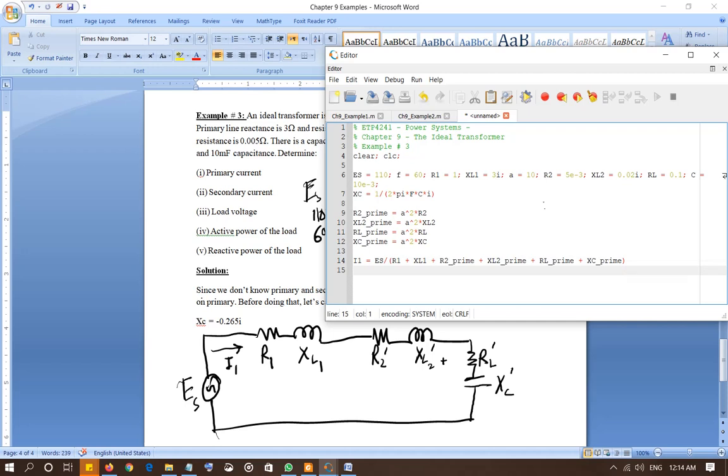Secondary current I2. We know that the relationship between I1 and I2 is I1 over I2 is equal to 1 over A. So I2 over I1 is equal to A. So I2 will be equal to A times I1. That's going to calculate I2.